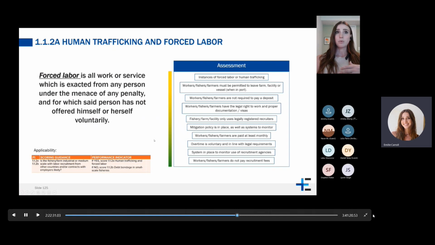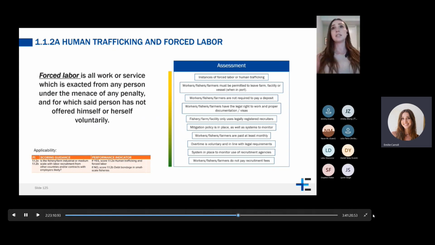As you might notice down here, 112A is titled human trafficking and forced labor, and 112B is titled debt bondage and small scale fisheries. I don't want this to be confused. I don't want people to be confused into thinking that debt bondage isn't covered for employed workers. So under this indicator, 112A, employed workers are still protected and should not be subject to debt bondage. I just want to make that really clear: debt bondage can happen in both situations, but I'll talk a little bit more about what it looks like for small scale fisheries in 112B versus what it looks like in 112A here.